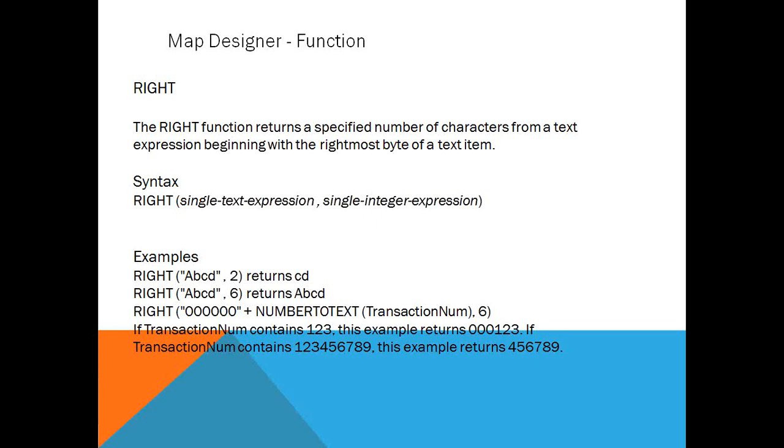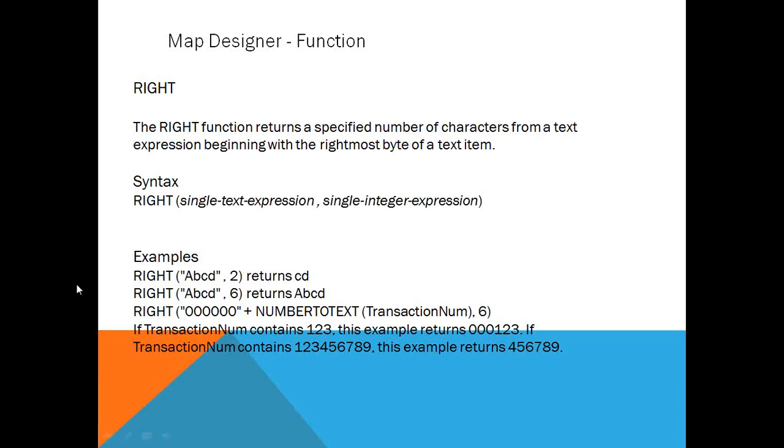So the first function is the right function. What is the right function? It retains a specified number of characters from the text, from the rightmost byte. The syntax is: right of text expression, comma, single integer expression. That means it will give from the right side. In the example, right of ABCD comma 2 means from the right side it will give the two bytes. Similarly, if you give 6, that means from the right side 6, but the data itself is 4, so it will return all 4 bytes. No spaces, right? No spaces, it won't give spaces.